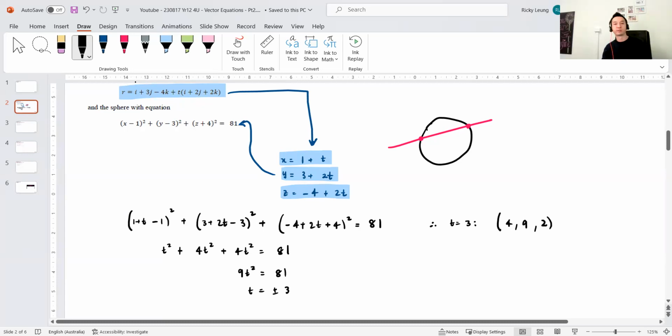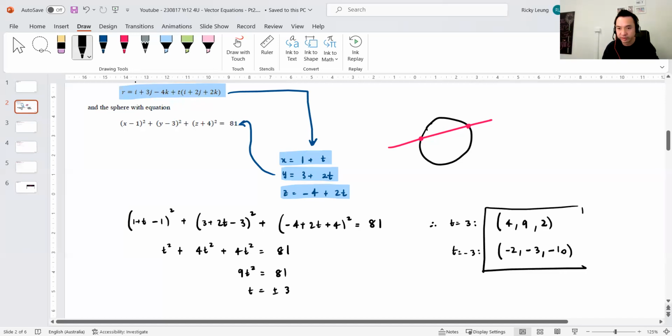When t equals minus 3, we get minus 2 for x, minus 3 for y, and minus 10 for z, I believe. Check that, perfect. That's my answer. Those are the points of intersection. Pretty straightforward.